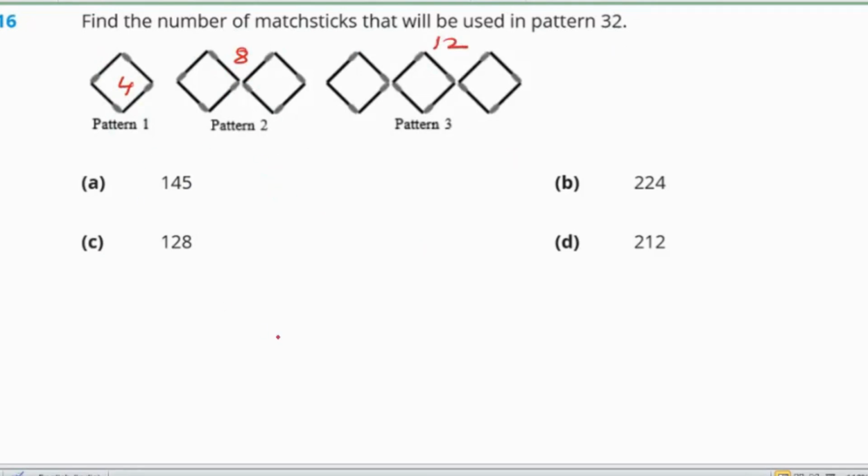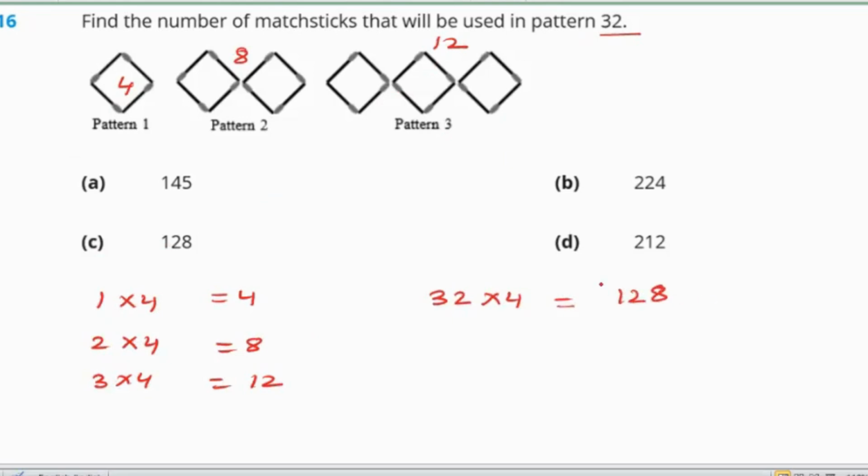So what is the pattern? In pattern 1, 4 matchsticks are there, so 1 times 4 gives 4. In pattern 2, 2 times 4 gives 8. In pattern 3, 3 times 4 gives 12. So what we are doing is multiplying the pattern number by 4. Let's do the same thing here. In the 32nd pattern, we multiply 32 by 4, so 4 2s are 8 and 4 3s are 12. So the number of matchsticks in pattern 32 has to be option C, which is 128. Got it?